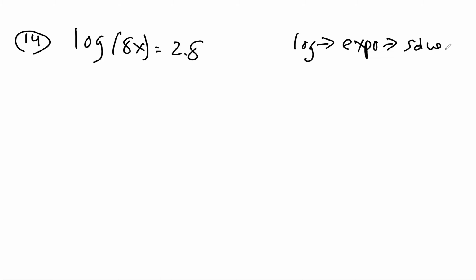The first thing I'll do is draw my arrows. Actually, that's a lie. The first thing I'm going to do is say, since there's no base given to me right here, I know that it's actually 10. It's the common log. Now I can draw my arrows, from 10 to 2.8 to 8 to 8x. And so when I rewrite this, I'm going to have 10 to the 2.8 equals 8x.